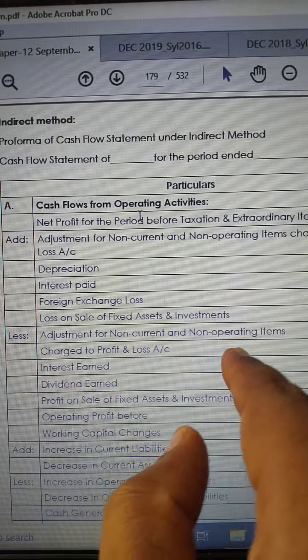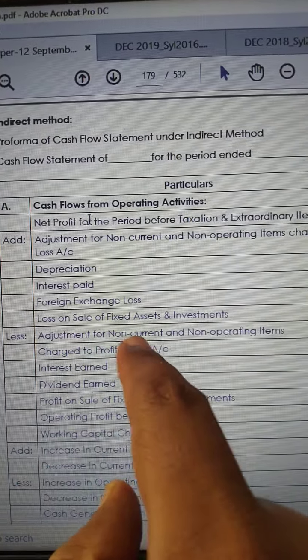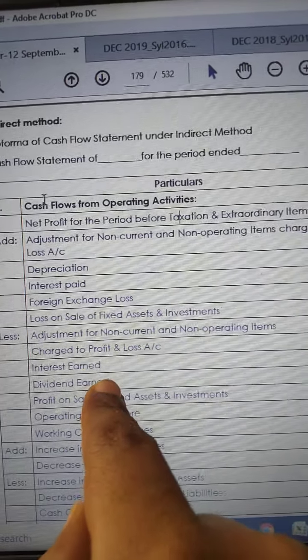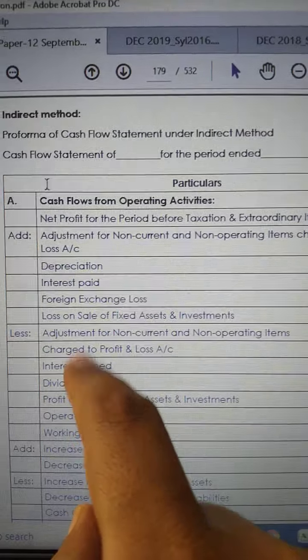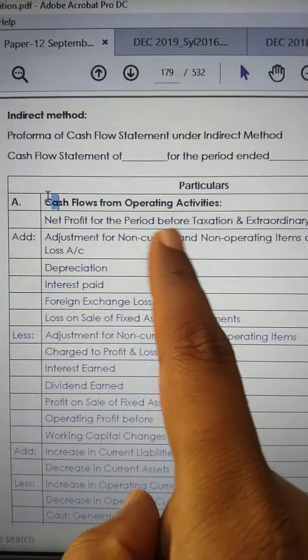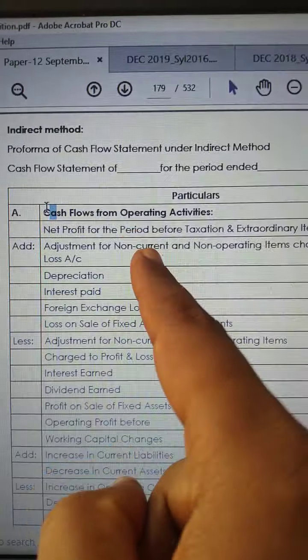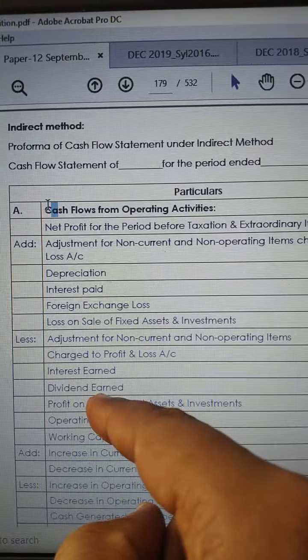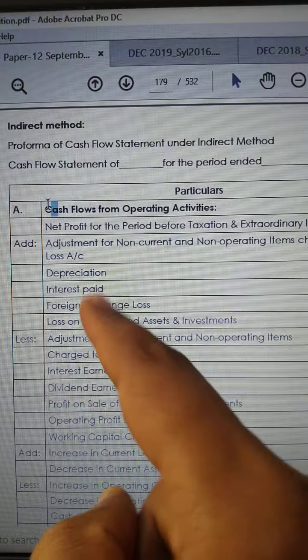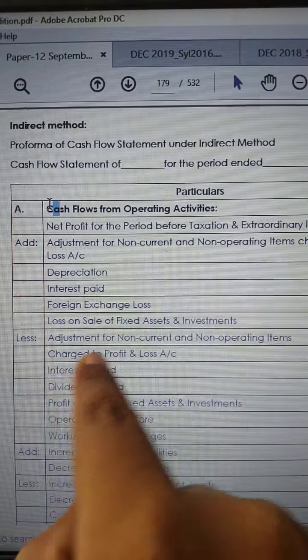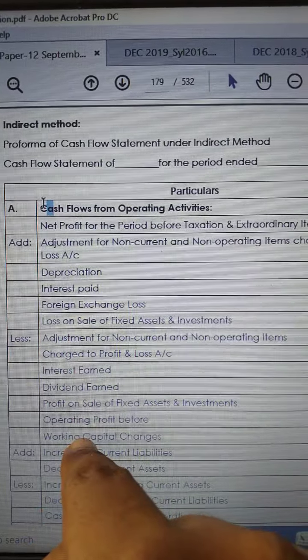And what about deductions? Adjustment for non-cash and non-operating items charged to P&L account. If it is a non-cash income or a non-operating income, then we have to deduct it, because this income is already included in profit. Because of this income, the profit is increased, so I have to reduce it from my profit. Why? Because I am arriving only at operating activity. Non-operating activity and non-cash items should be ignored, eliminated.